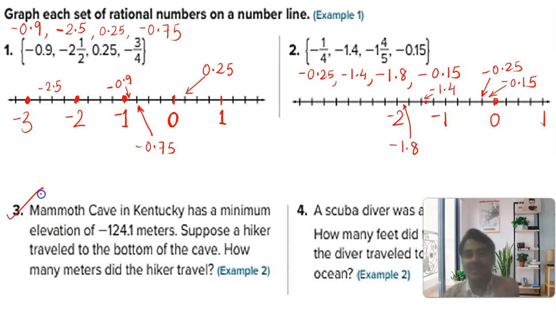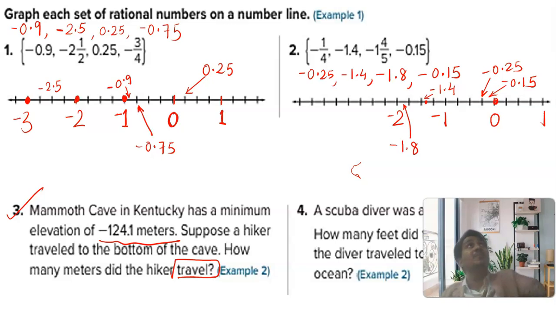Now you see question number 3. It looks very big, but it's very easy. Mammoth Cave in Kentucky has a minimum elevation of negative 124.1 meters. That means it goes down 124.1 meters. Suppose a hiker traveled to the bottom of the cave. How many meters did he travel? Whenever they say travel, you have to take the distance as positive, because when you walk, you walk a positive distance. You cannot walk a negative distance.